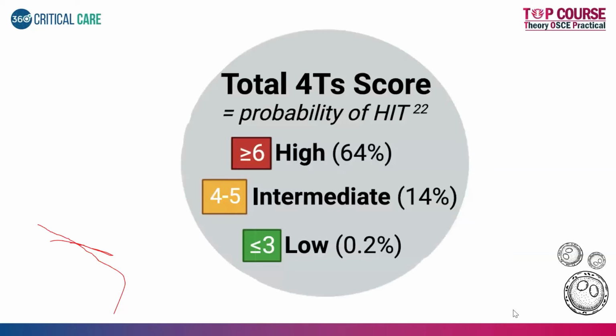Okay. So coming to the total, a probability of HITT is calculated by the use of the 4T score. If the score is more than or equal to 6, there is a higher probability, that is roughly around 64%. If it is between 4 to 5, it is intermediate. If it is less than or equal to 3, it is a low probability. Okay. So we know if it is low, we have no issues. What do we do for intermediate and high is what the next question is. Correct? How do we treat this patient? Intermediate group of patients and high risk patients.